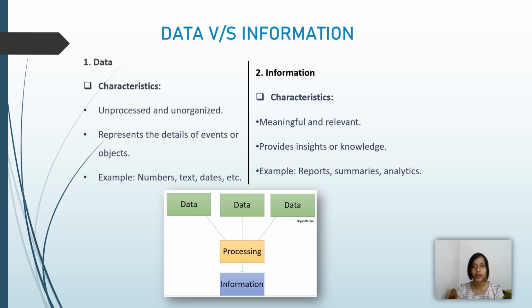This information will also help in making informed decisions to support any kind of business processes. Examples of information can be reports or any analytical summary. And then the transformation of data becomes information through processing and analysis. Information has context and it is relevant to a certain topic, but data is unorganized and unprocessed. So this is the key difference between data and information.